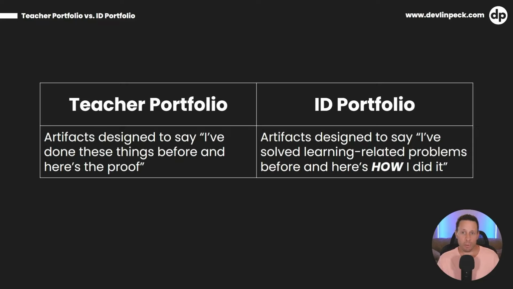Next, teaching portfolios often include artifacts that just say, hey, I've done these things before and here's the proof. Here, look, here's an example of me creating a curriculum. Here's an example of me doing classroom management, and so on and so forth. It's just, here, look, I've done this before. But with an ID, the artifacts are typically designed to say, hey, I've solved specific learning related problems, but here's how I did it. ID hiring managers are going to want to see the how. They want to see the way you work and your process.